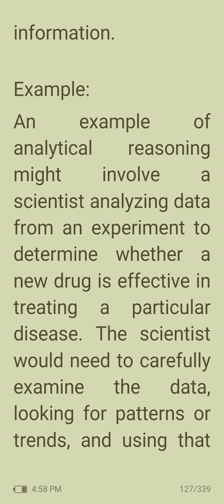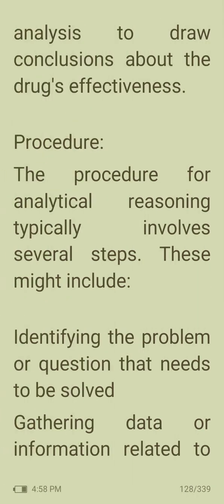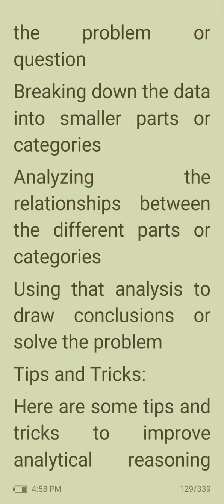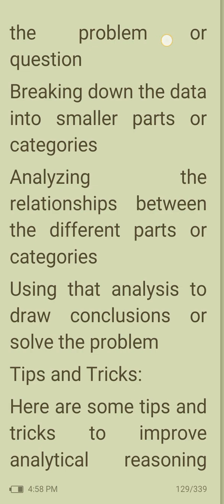The scientist would need to carefully examine the data, looking for patterns or trends, and using that analysis to draw conclusions about the drug's effectiveness. The procedure for analytical reasoning typically involves several steps. This might include identifying the problem or question that needs to be solved, gathering data or information related to the problem or question, breaking down the data into smaller parts or categories.